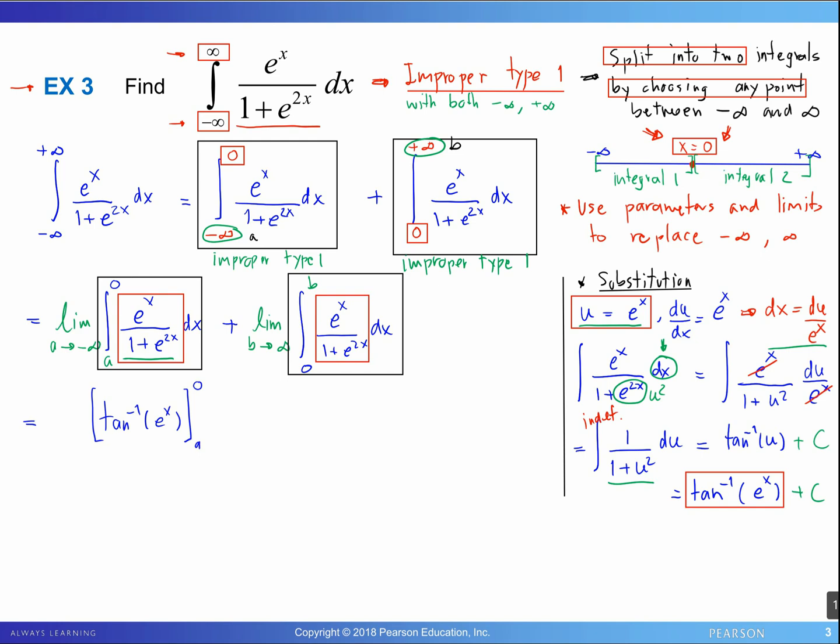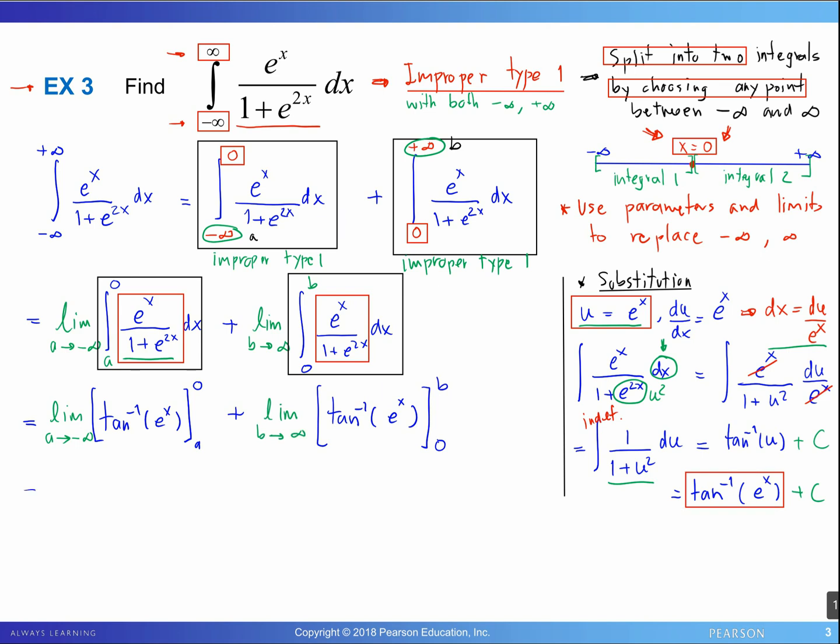And of course, we still have the limit when a goes to negative infinity, plus the second integral, and the antiderivative is the same, arctan of e to the power of x evaluated at two values, starting point 0 and the end point b. And now we have the limit for b going to infinity.